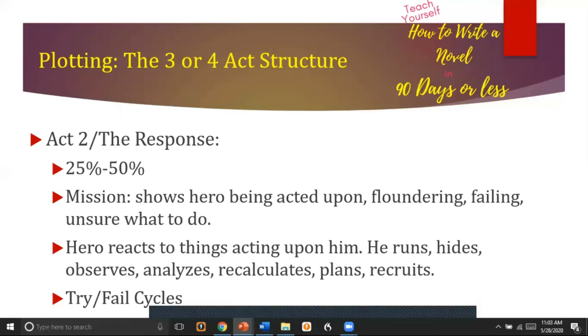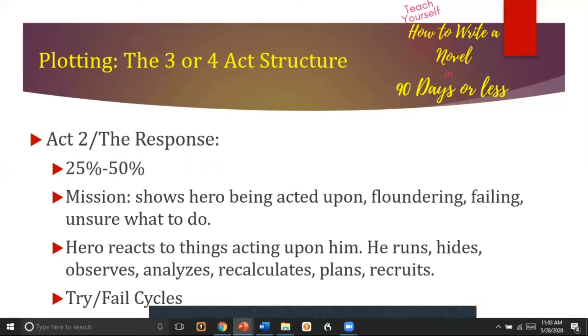So the second act is all about the response, okay? Usually, this shows the hero or heroine being acted upon, okay? They do a lot of running, a lot of hiding, a lot of observing and analyzing, recalculating, planning, okay? But things are acting upon them, and a lot of times they're acting out of desperation, okay? They're really flailing and floundering and not sure what to do.